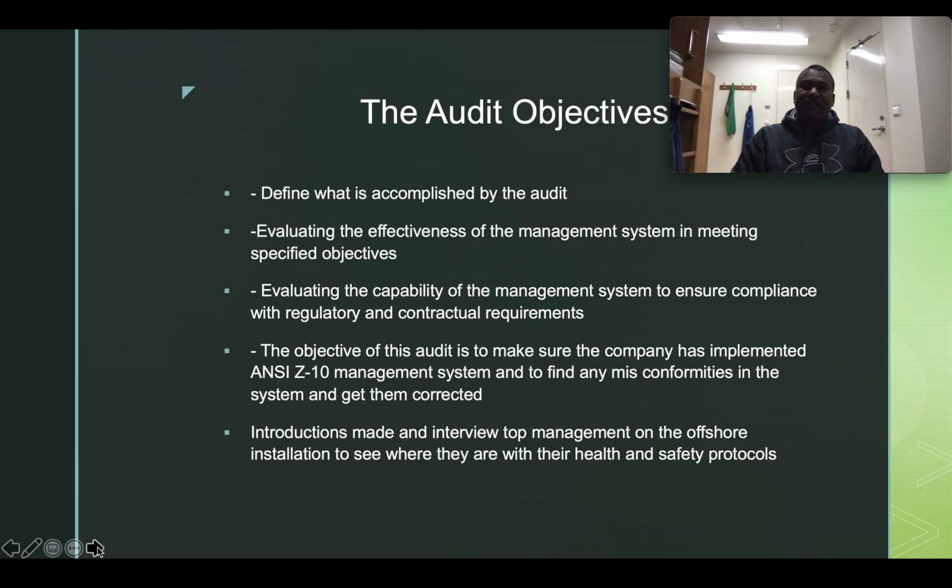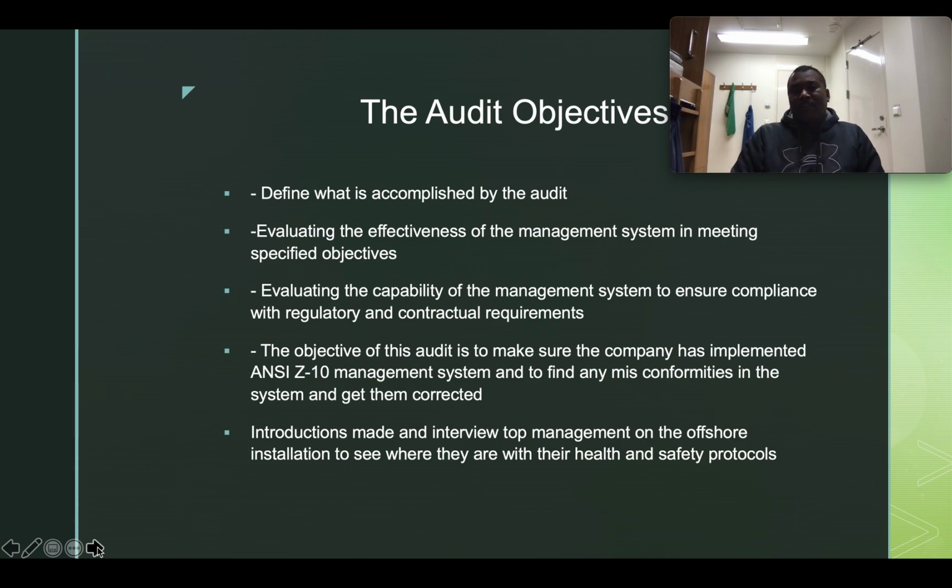All right, guys, we're going to discuss the audit objectives here. Some of the audit objectives define what is accomplished by the audit: evaluating the effectiveness of the management system in meeting specified objectives, and evaluating the capability of the management system to ensure compliance with regulatory and contractual requirements. And guys, a lot of this is why it's done, to meet contractual requirements and regulatory requirements. That's why all these systems are put into place.